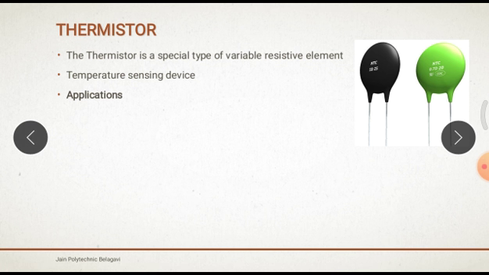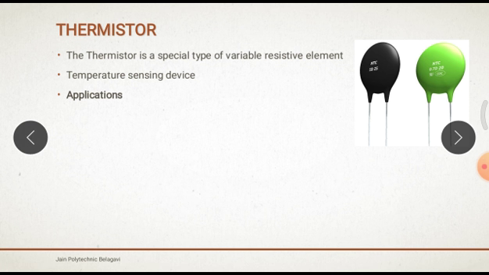It is composed of a metallic oxide such as manganese, cobalt, nickel, copper, etc. What is the range of this thermistor? It can sense temperatures from minus 55 to 150 degrees Celsius. There are two types of thermistors: one is NTC, the negative temperature coefficient thermistor, and the other is PTC, the positive temperature coefficient thermistor.